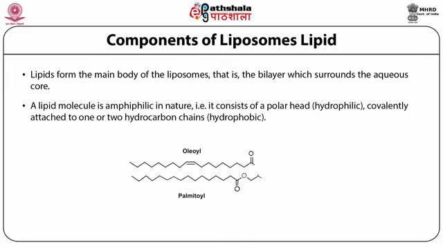The typical characteristic of the lipid is its amphiphilic nature. Amphiphilic nature means the coexistence of both hydrophilic and hydrophobic moieties in the same molecule. A lipid molecule consists of a polar head which is hydrophilic in nature. This polar head is covalently attached to one or two hydrocarbon chains which form the hydrophobic tail part. The structure of a lipid molecule is depicted in this figure.